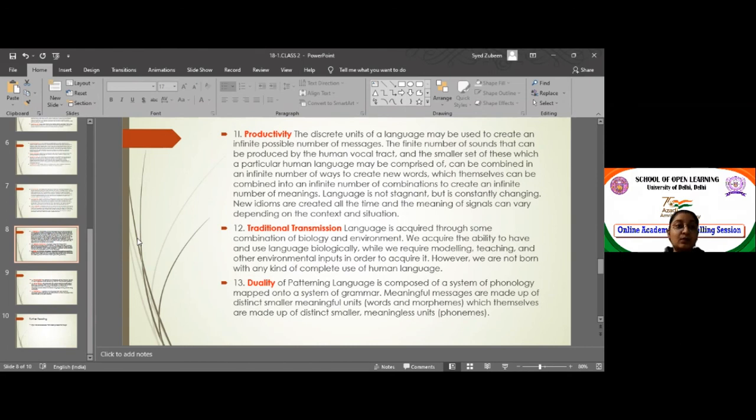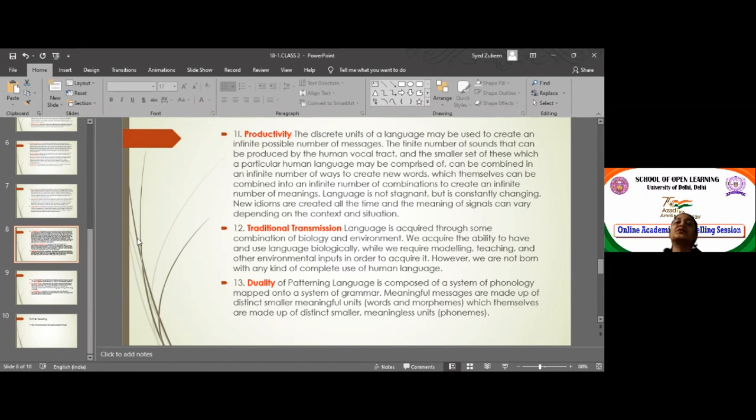Then we have productivity. What is productivity? The discrete units of a language may be used to create an infinite possible number of messages. The finite number of sounds that can be produced by the human vocal tract, and the smaller sets of these which a particular human language may be comprised of, can be combined in an infinite number of ways to create new words, which themselves can be combined into an infinite number of combinations to create an infinite number of meanings. Language is not stagnant, it's certainly changing, right? It's constantly changing. So what is productivity?